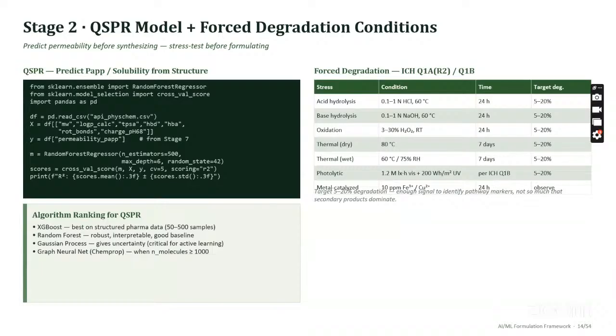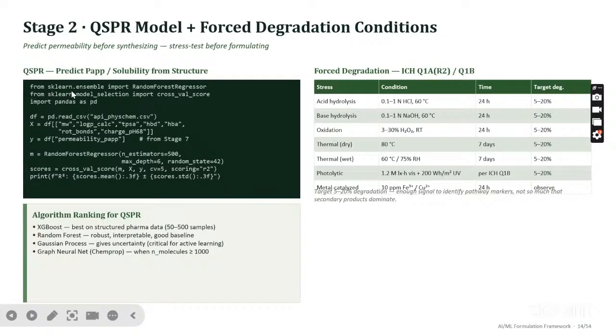We can predict permeability from the structure with a model, like random forest as a baseline, or a graph neural network, GNN, when we have enough molecules. Forced degradation deliberately stresses the molecules to 5 to 20% breakdown, just enough to identify the pathways. This is predicting permeability and solubility from the structure.